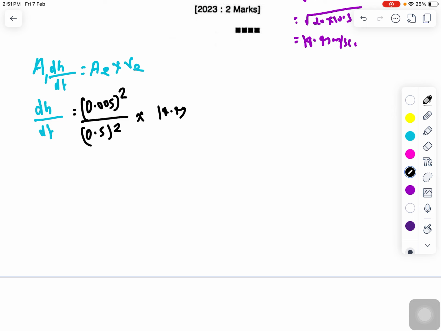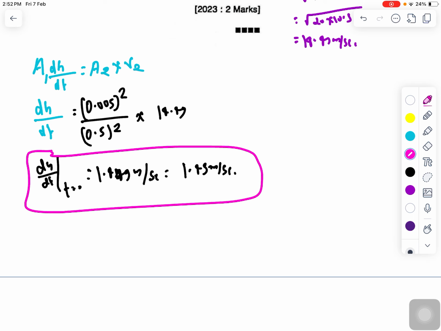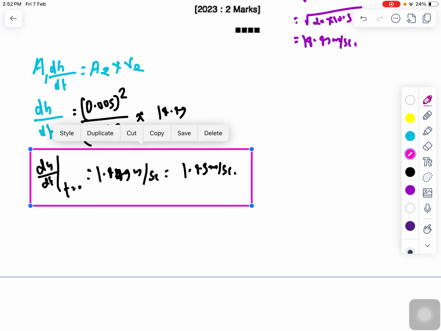Is that clear? So once you do the calculation, you will be getting the value of dH by dt at t equals 0 as 1.4449 meter per second, which is approximately 1.45 meter per second. Is that clear? So you will be getting this value from this particular problem. Okay, I hope this is clear to all of you.